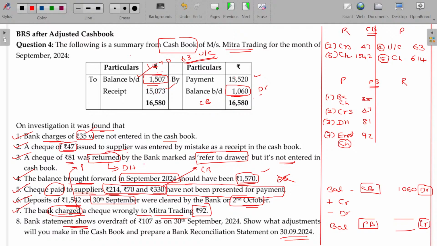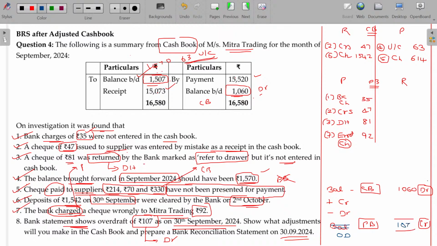Bank statement shows overdraft of 107 on 30th September 2024. So what about the bank's balance? 107 overdraft. If it is an overdraft, what does it mean? We don't have the balance in our bank account. If we have the balance, then it's a balance only. We have withdrawn more than the amount available in the bank, which is called overdraft. In case of overdraft, this will be what balance? Debit balance. So it is not balance as per passbook; I am going to correct it. It's overdraft as per passbook, the value being 107.